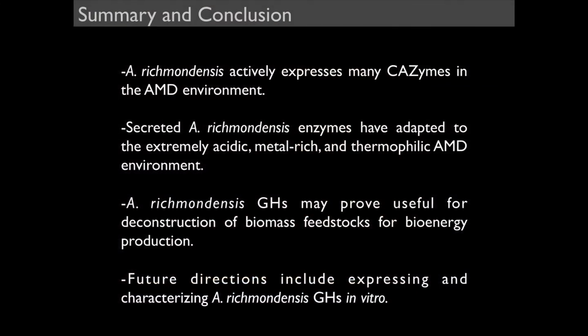So finally, in summary, I just want to point out again that we've been able to show active expression of many of these CAZymes in the AMD environment. And secreted enzymes from A. richmondensis have adapted to these extreme conditions of high temperature and low pH and high metals. And therefore, they may prove useful for the deconstruction of biomass because of their activity in these conditions. Future work includes characterizing some of these enzymes and also doing a more comparative genomic approach to compare it with other fungi.